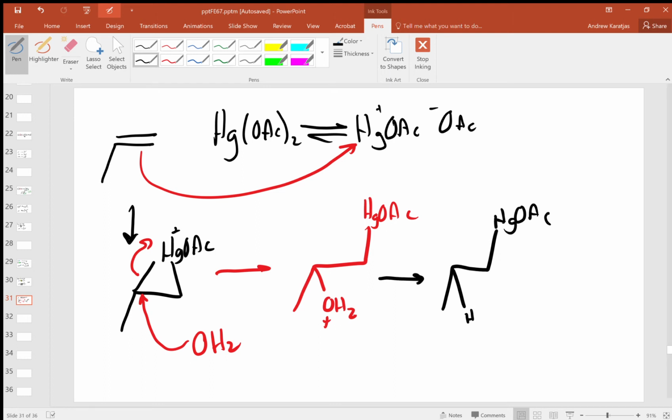This is where our second reagent, the sodium borohydride, comes in. And this is the point where we would add it. And the sodium borohydride will replace the mercury group with a hydrogen. Now, we're not going to go through a mechanism for this last piece because it turns out the mechanism for this step is not very well known and not very well understood at this point.